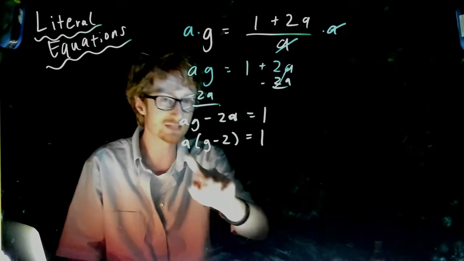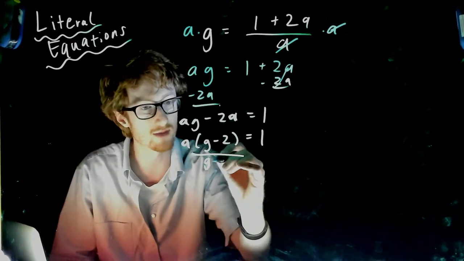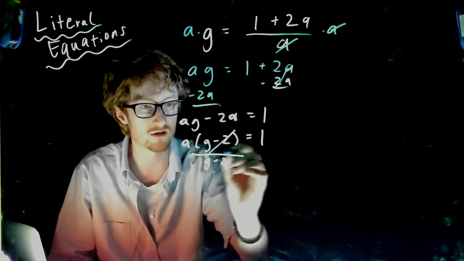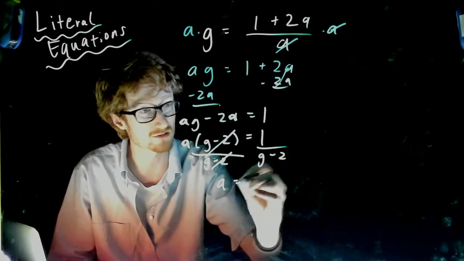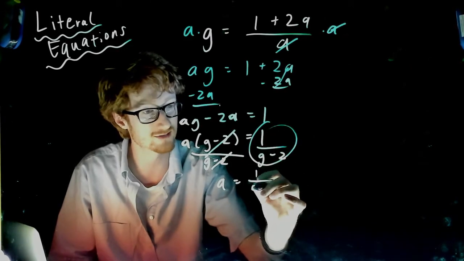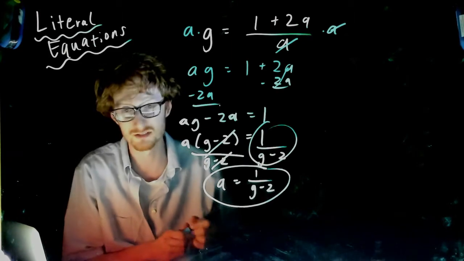Now, a is being multiplied by all this. How do I get rid of multiplication? Well, I divide. Divide by g minus 2. You can put that in parentheses, you don't have to. And again, your answer is not really pretty. It's just a is equal to this, 1 over g minus 2. Again, quite yucky. But the concept still is there.